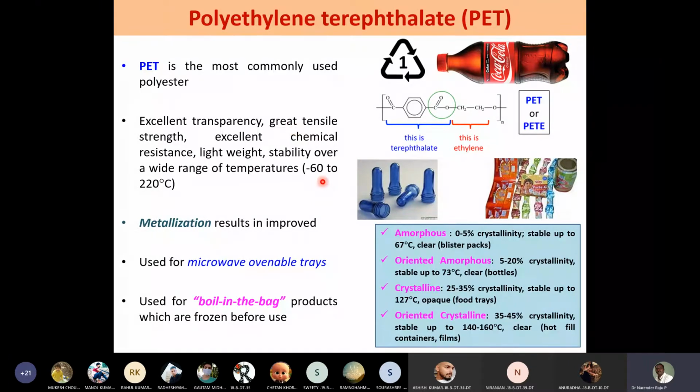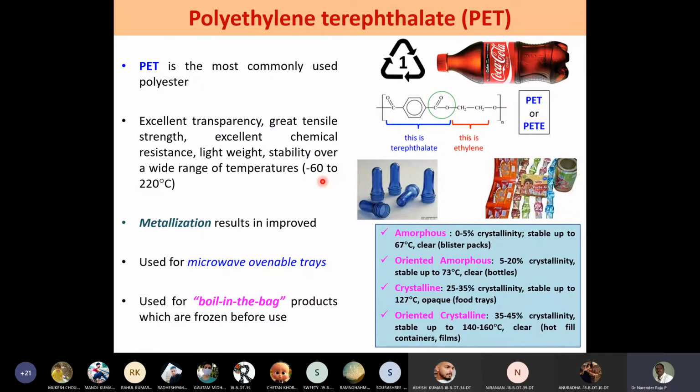Now, the biggest advantage with regard to polyethylene terephthalate in the food industry is its serviceable temperature. The serviceable temperature of polyethylene terephthalate is between minus 60 degrees centigrade to plus 220 degrees centigrade, indicating that this material is suitable for frozen food packaging applications as well as for autoclaving or sterilization or microwavable or boil-in bag kind of applications.